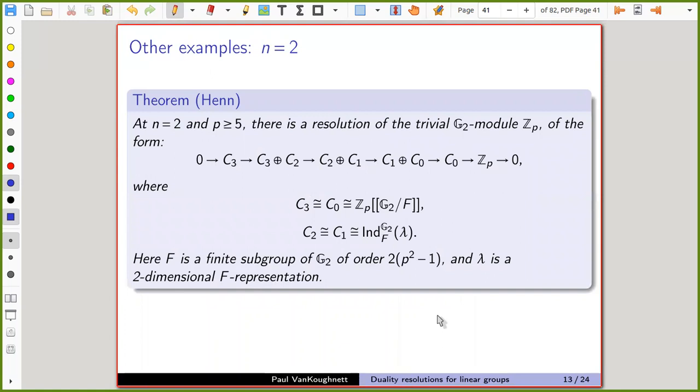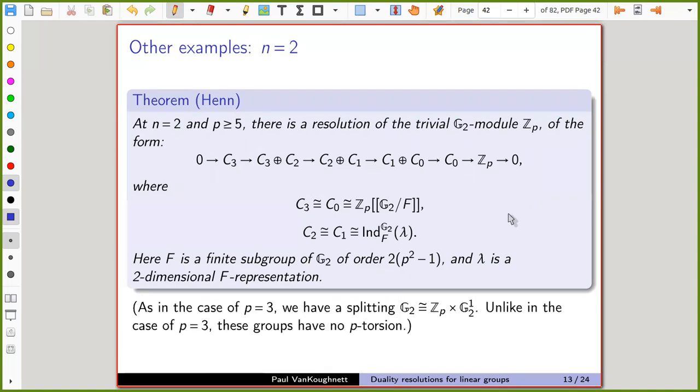Okay, there's a few other examples of this that are known. Hans-Werner Henn constructs these examples when n equals 2 and p is greater than or equal to 5. And again, these have a very similar form. There's some finite subgroup of G2, and you have various representations of this that produce these modules in the resolution. As in the case of p equals 3, G2 splits as a copy of Zp in a group called G21, which is why the resolution looks the way it does. But this is simpler than the case of p equals 3 because these groups don't have any p-torsion. So actually, this finite subgroup F, because you're only talking about p-complete coefficients, is not going to have any higher cohomology, which means that the associated spectral sequence is very simple.